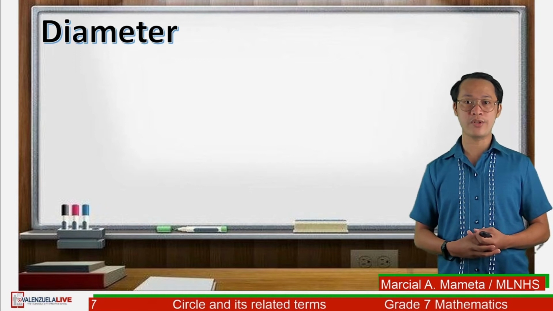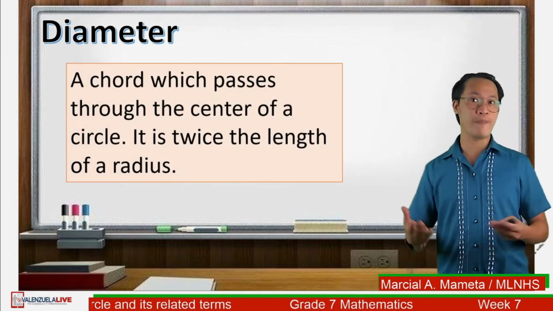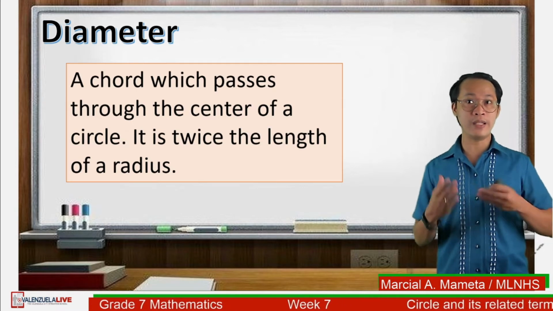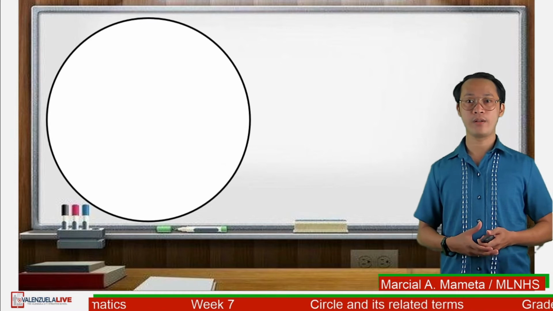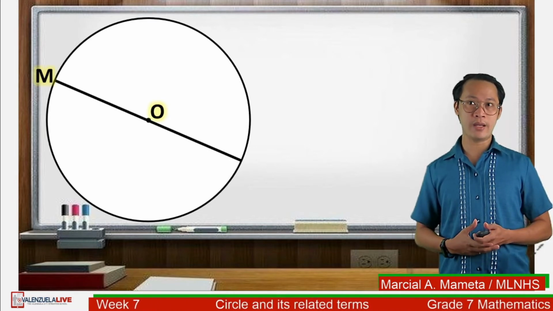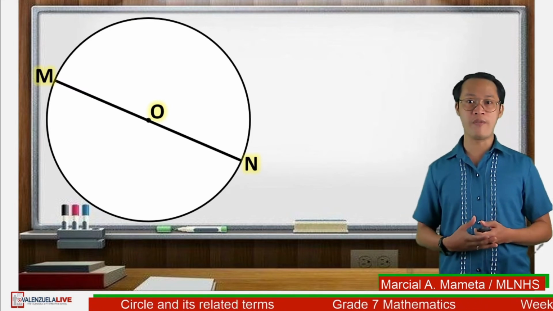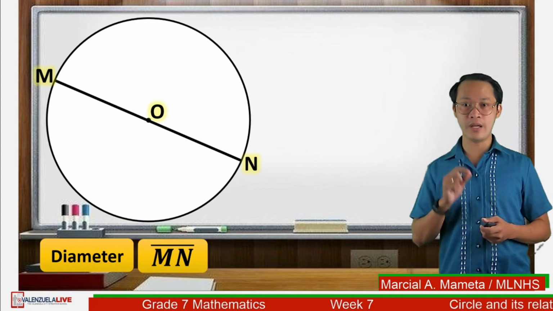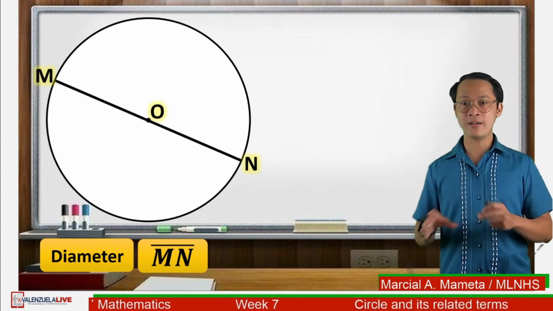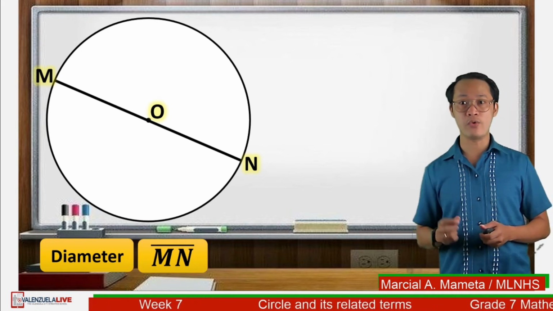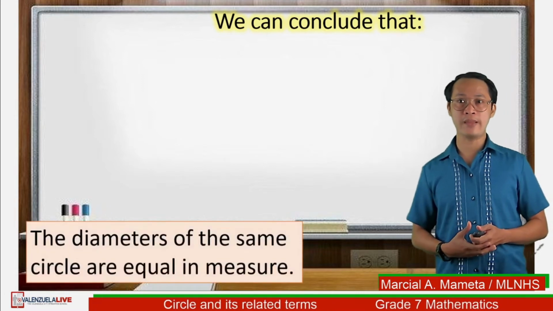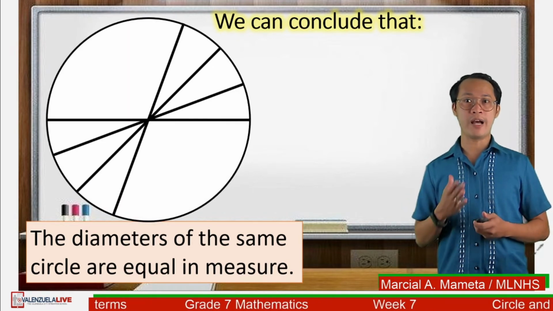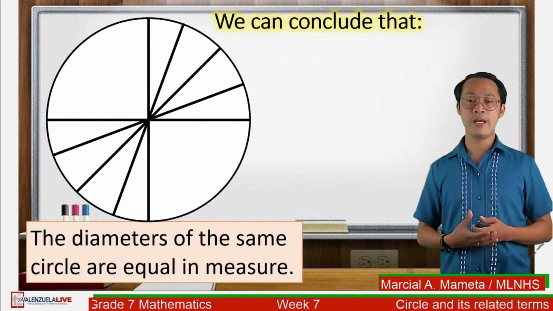The third term related to the circle is a diameter. A diameter is a chord which passes through the center of a circle. It is twice the length of a radius. Again, I would like to emphasize it is twice the length of a radius. Chord or line segment MN, which passes through the center of the circle, is known as the diameter. It is also the longest chord of this circle since it passes through the center. We can conclude that the diameters of the same circle are equal in measure.